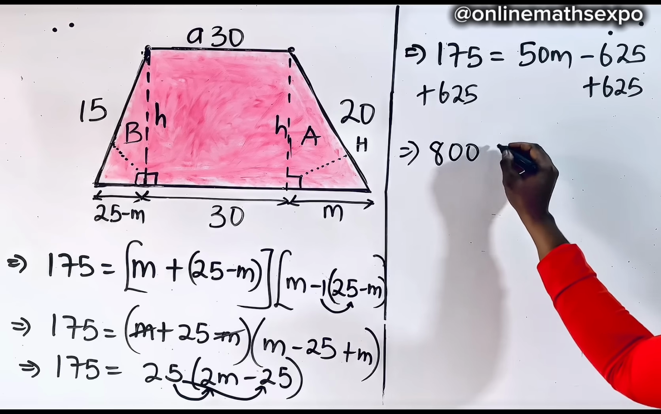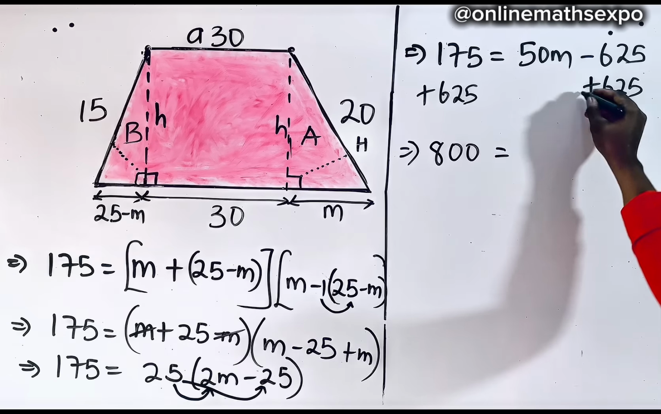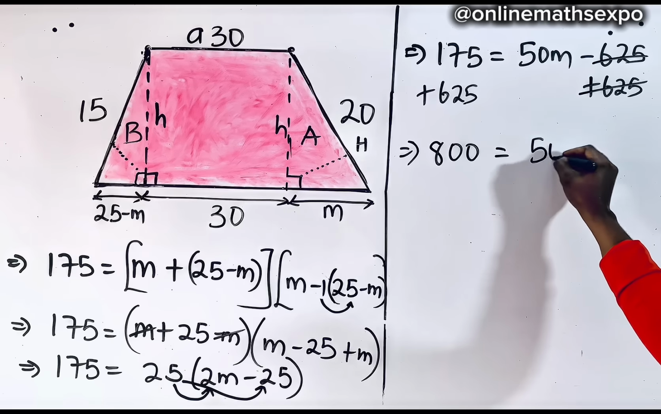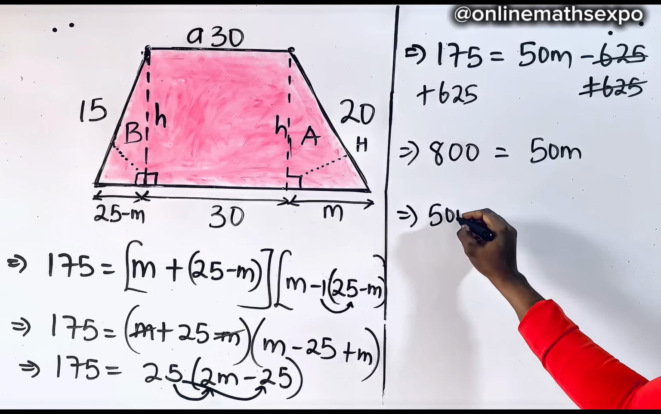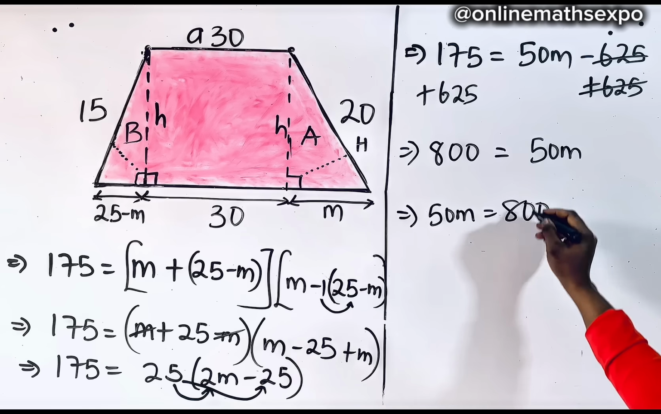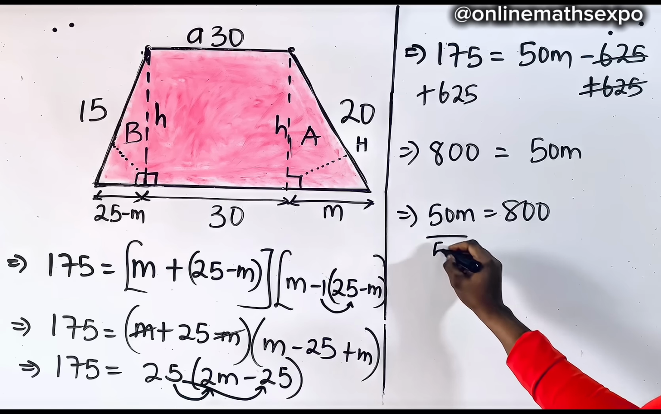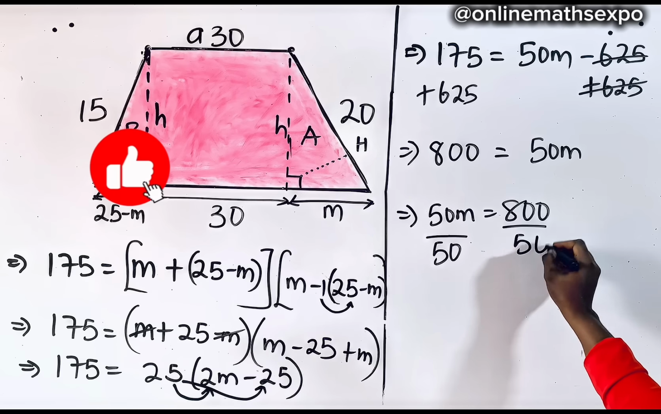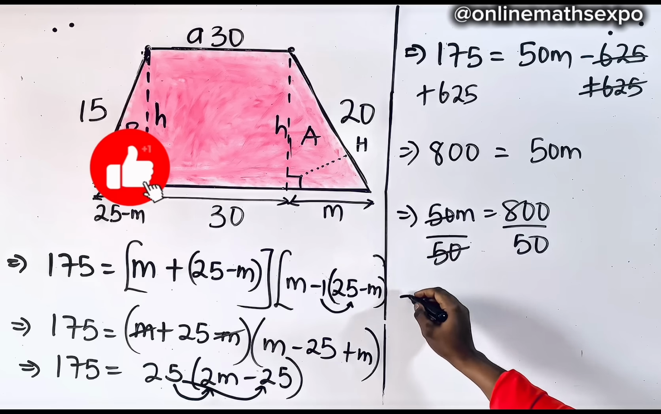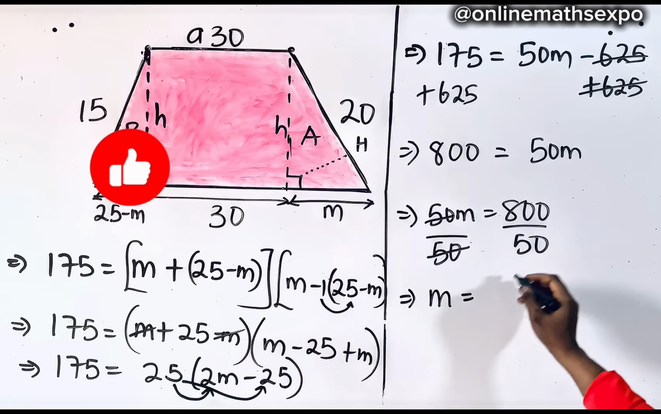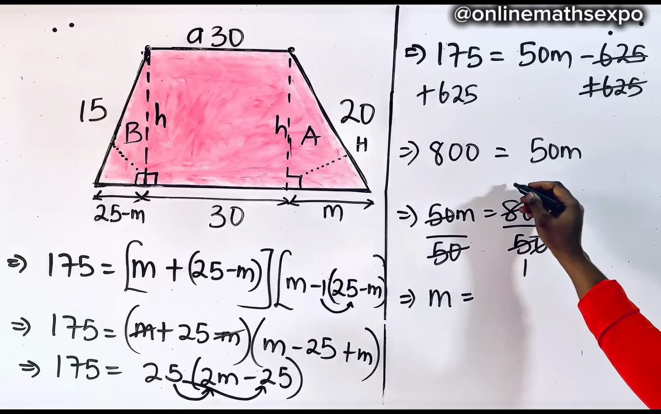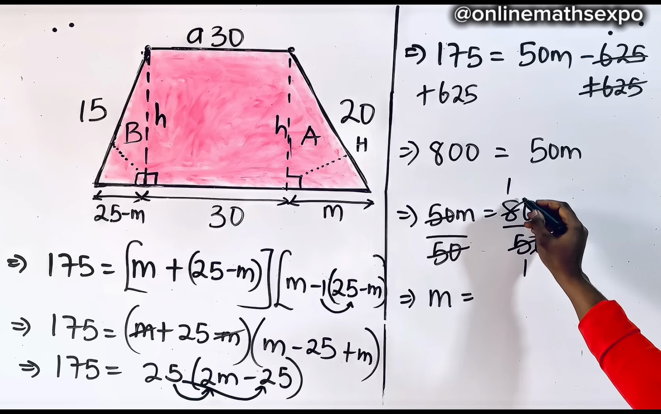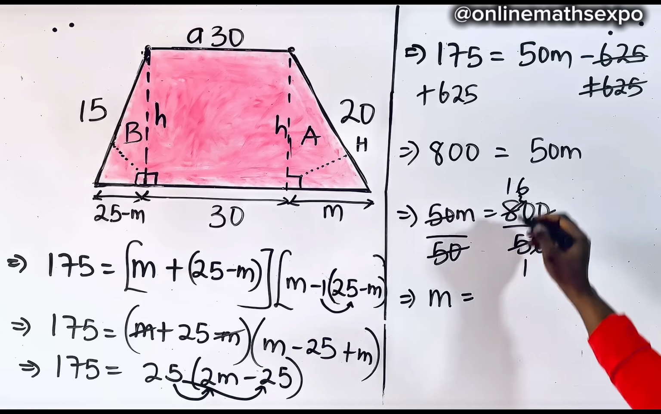Then we have 800. So we are going to now have, subtract this, it goes up, is equal to 50m. It's also the same as 50m is equal to 800. So to get m, divide both sides by 50. And when you do that, this takes off. So we have m will give us, this will take off. 5 here is 1. 5 here will give us 1 remaining 3. And 5 in 30 gives us 6.